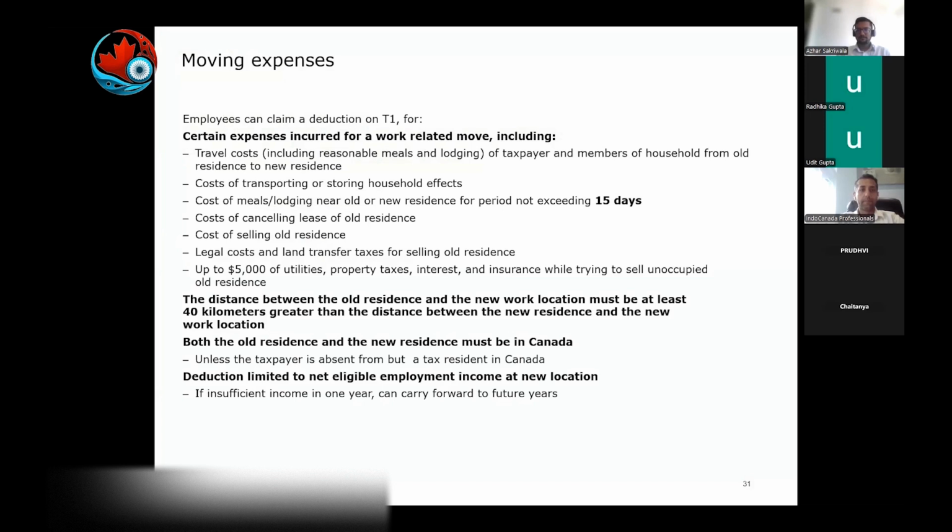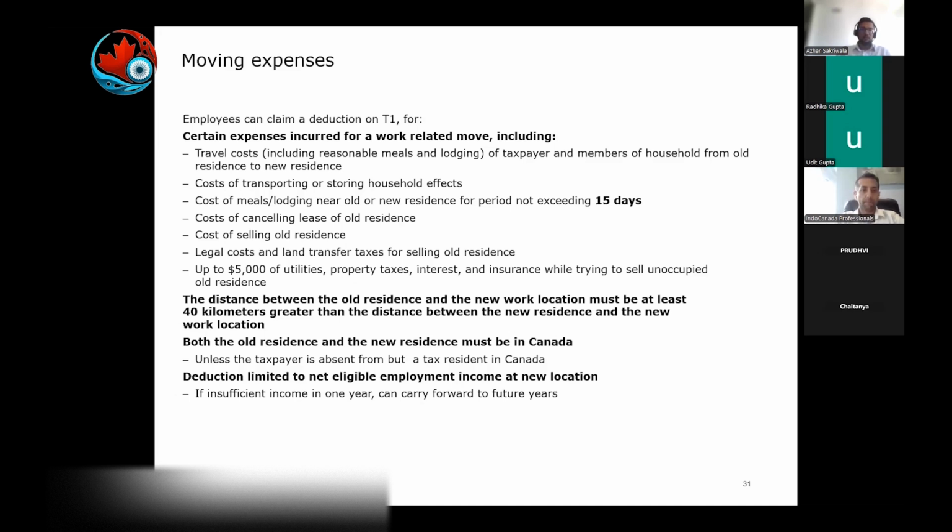Similarly, if you are moving between provinces on account of your job. For example, let's say you're living in Toronto and your company has decided to relocate you to Vancouver to be closer to the Vancouver office. In that case, all the expenses that you incur, that is, terminating your lease agreement or selling your house, the cost of meals or residing in temporary accommodation before you find a new place in Vancouver, all of those expenses are allowed as a deduction for moving expenses.